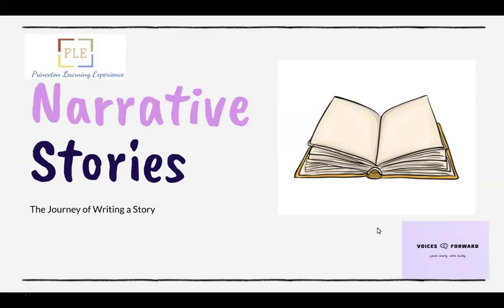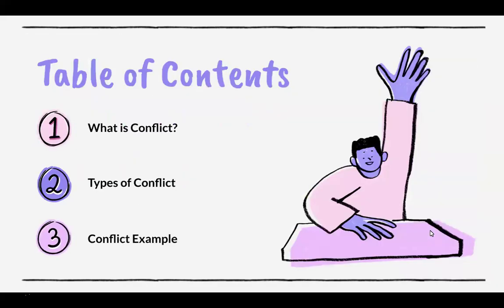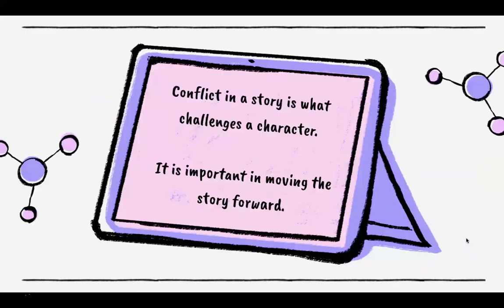Today, we're going to be talking about conflict. First, we're going to talk about what is conflict. Then, we're going to talk about types of conflict. And lastly, we'll look at a quick example. So, conflict in a story is what challenges a character. It is important in moving the story forward. We've already learned how to write about characters and establish these characters, and also how to establish the setting. But the conflict is what really brings the story to life.